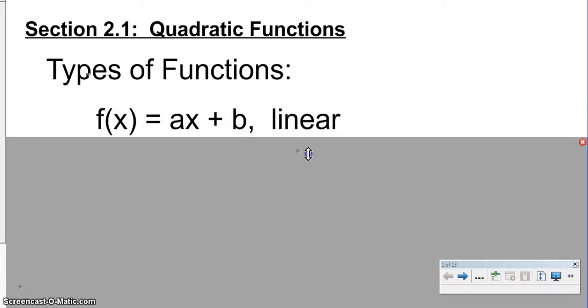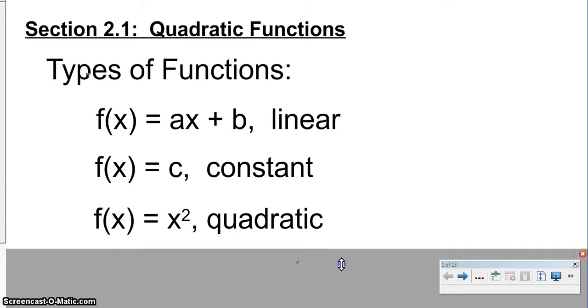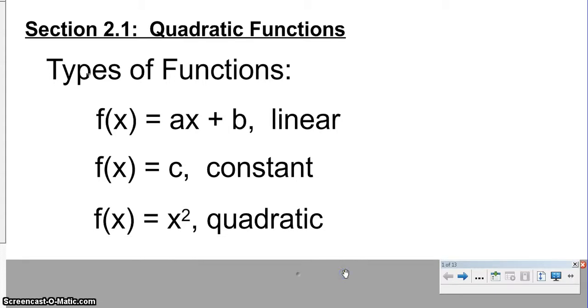So real quick, we talked about different types of functions already. We have a linear function, which is f of x equals ax plus b. We have our constant function, which is just f of x equals c, so c being any number. And then we have a quadratic, where we have our f of x equals x squared.